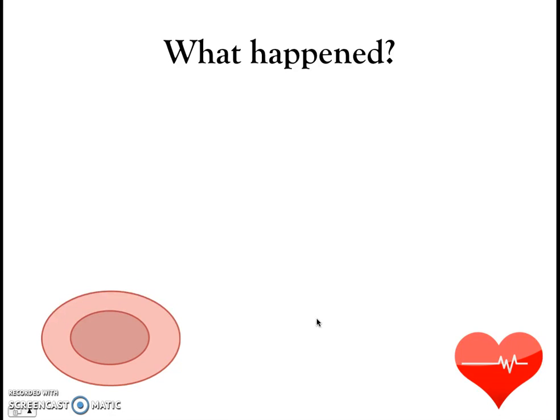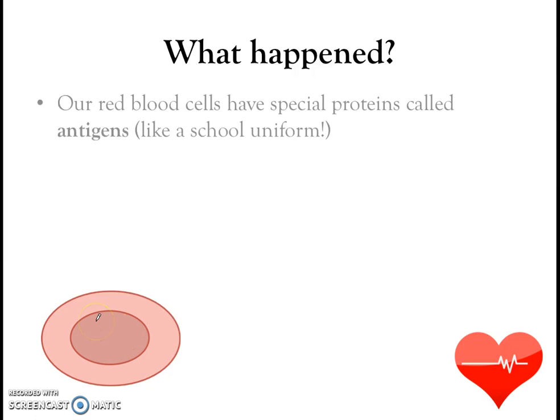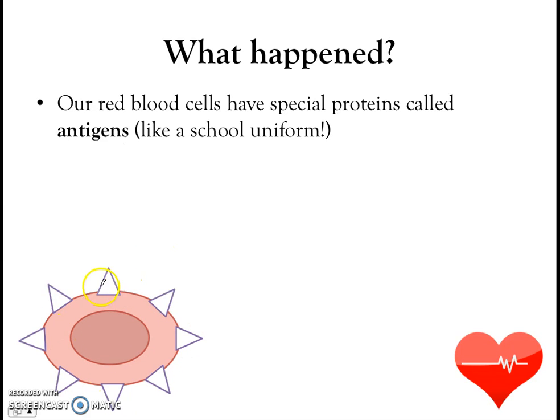Now, what happened? What exactly caused this man to die tragically? Let's take a closer look at what happened in his blood. Now, this man's blood has red blood cells. In fact, all of us have red blood cells. Now, our red blood cells have special proteins on them. These special proteins are called antigens. So imagine that your red blood cells have antigens on them, special proteins.